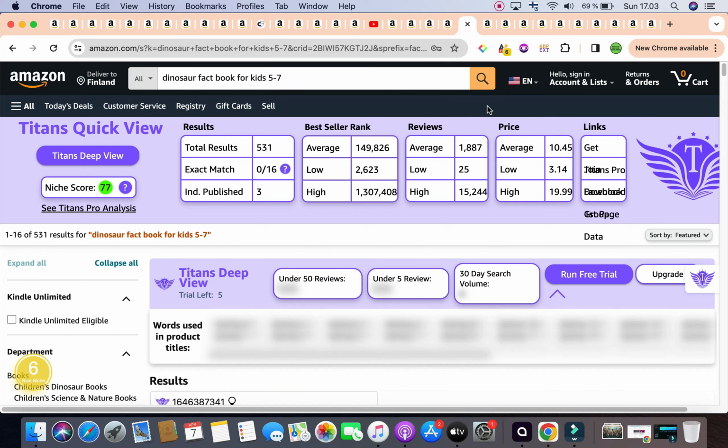Now, with that being said, let us head straight to the first keyword for the day, which is a Dinosaur fact book for kids 5 to 7. This is an amazing keyword. It fits all the profitability metrics, so it ticks all the boxes for that.